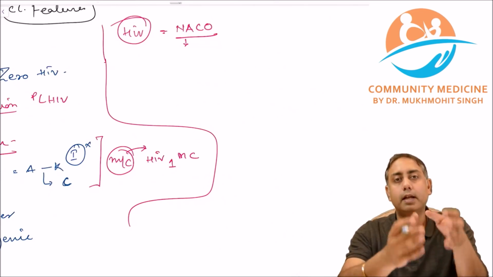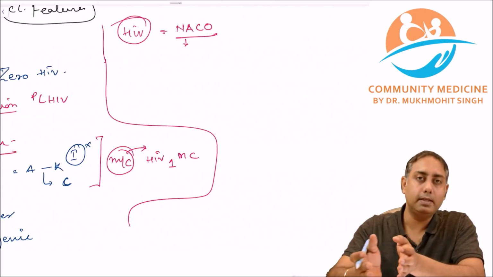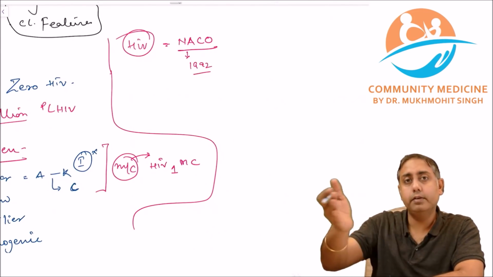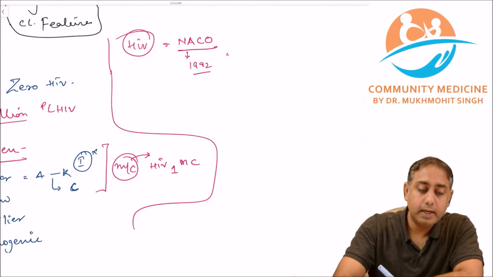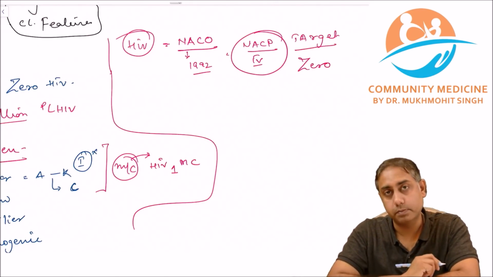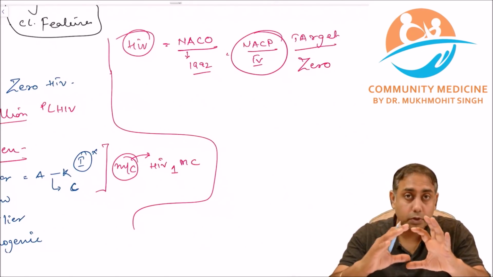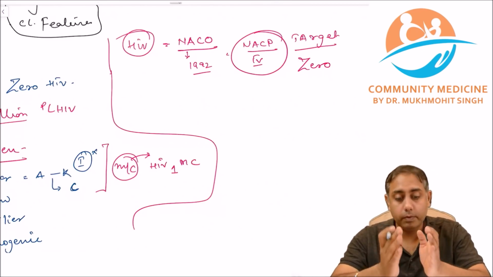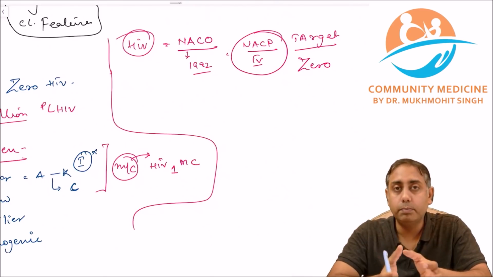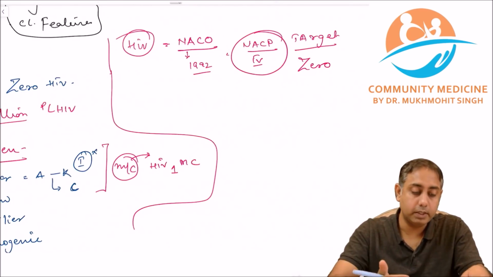The program name was National AIDS Control Program, NACP. NACP was started somewhere around 1990 to 1992, and it extended in various phases. The current phase is NACP phase 4, and the target of NACP phase 4 is to achieve zero HIV transmission. So please remember, the most common route of transmission is sexual. We want zero HIV transmission under this new launch program of NACP phase 4.